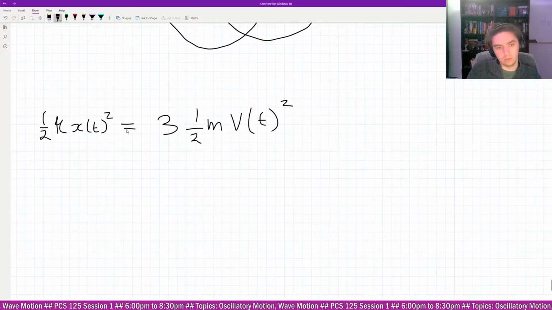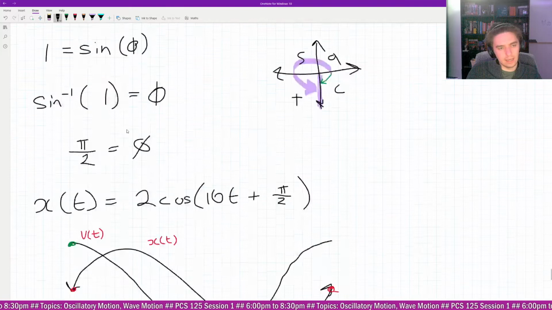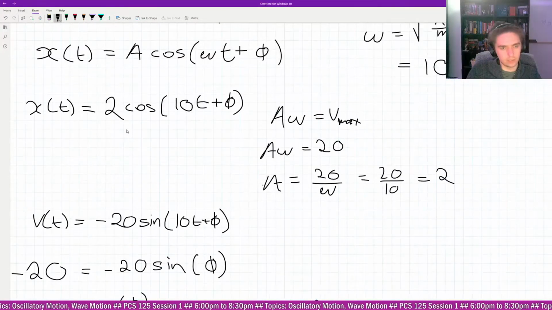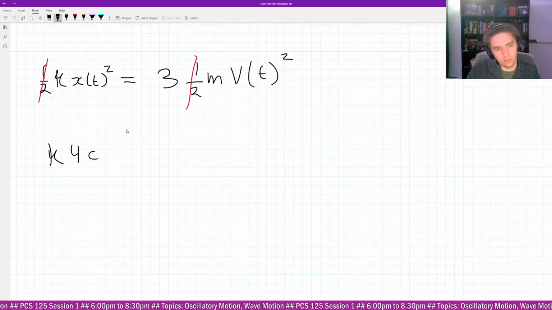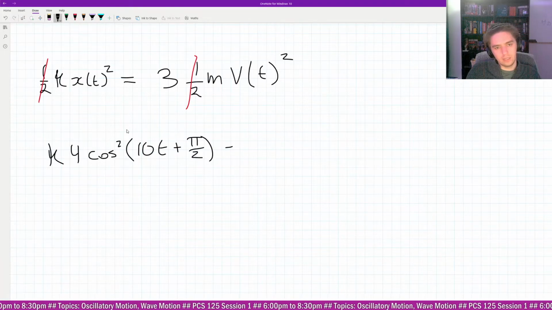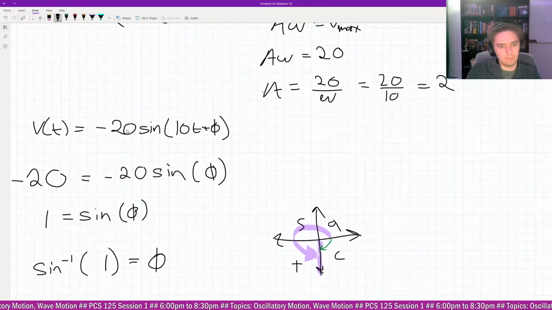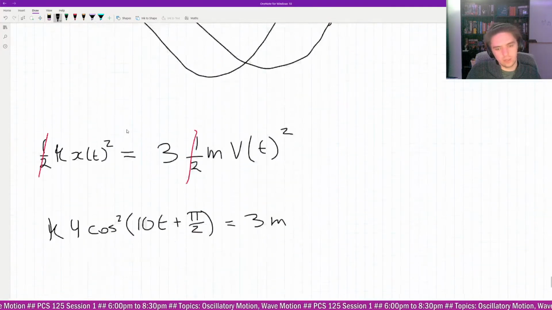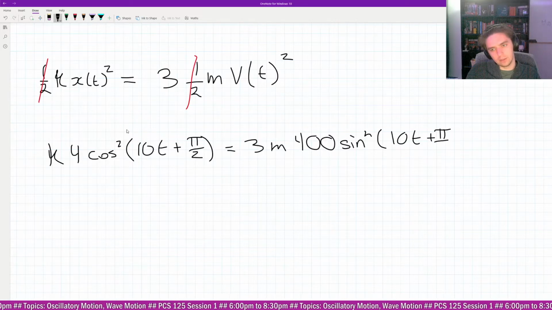Okay, this should work. Let's try it. So then this goes here, and then this is k x of t squared, so it's 4 cos squared (10t plus phi). So 4 cos squared (10t plus pi over 2) equals 3m, and then v of t squared, 400 sine squared times (10t plus pi over 2).